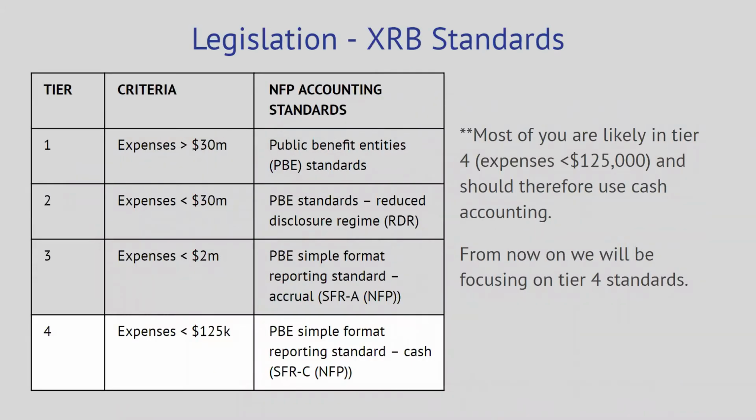So there are 4 tiers that you can fall under the XRB standards. There are different criteria to meet each tier, and each tier has their own accounting standard. Most of you will likely be in tier 4, which is what we'll look at in this presentation. That's the bottom row of the table on the screen, highlighted in white. For tier 4, the criteria is that you have expenses that are less than $125,000. And this will then mean that you use a simple format reporting standard and cash accounting, which will be covered by Mohammed in just a second.